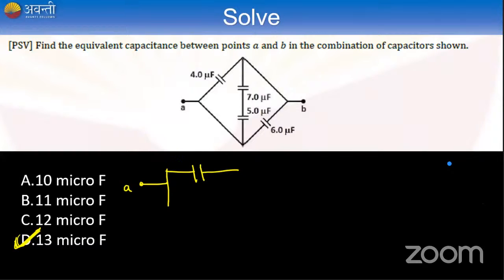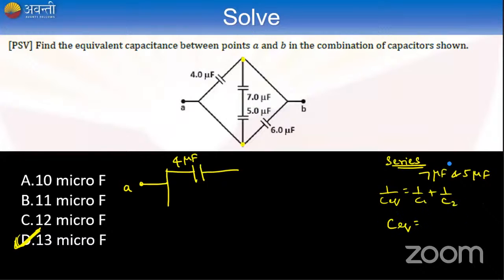So I have a 4 microfarad capacitor connected from A. Then at the midpoint, I have 7 microfarad and 5 microfarad connected in series, right? For the series combination, what is the equation, guys? There are two capacitances connected in series. Can I use 1 by C equivalent equals 1 by C1 plus 1 by C2? Yes, correct, Karthik.